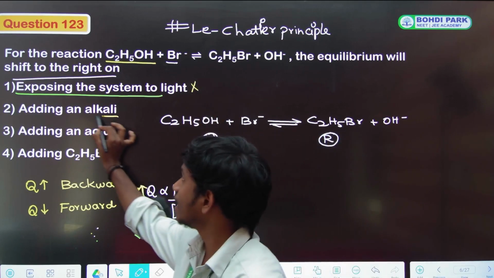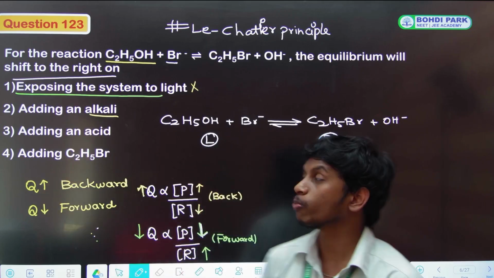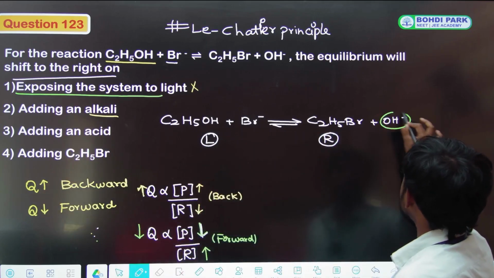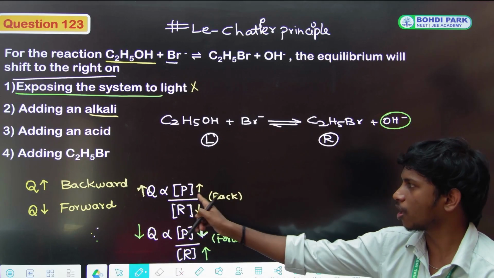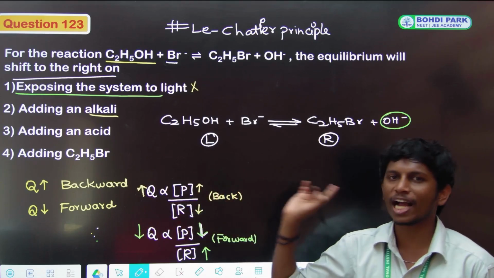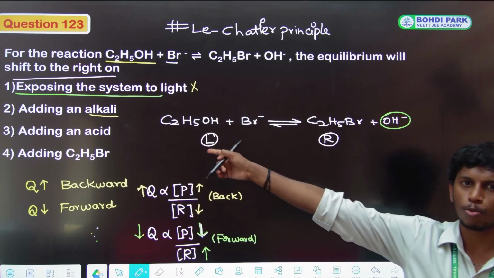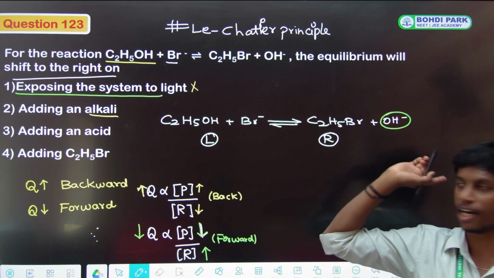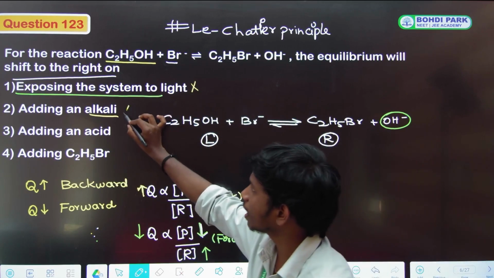Addition of alkali. Alkali என்னப்பா? Base-னா OH minus. நீங்கள் OH minus-ஓட concentration increase பண்ணுறீங்க அப்படின்னா product-ஓட concentration increase பண்ணுறீங்கன்னு அர்த்தம். It will lead to increase in Q value. அப்போ உங்களுக்கு backward reaction நடக்கும். So left hand side தான் move ஆகும், right hand side reaction move ஆகாது. Okay, this is also not our correct answer.